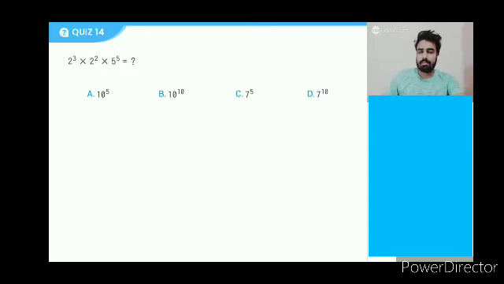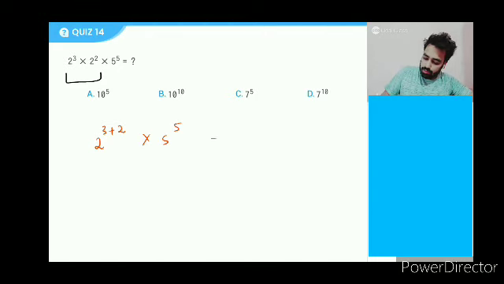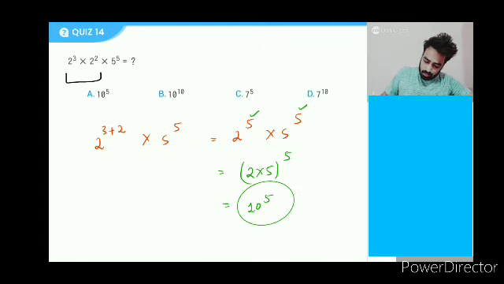Okay. 10, 9, 8, 7, 6, 5, 4, 3, 2, and 1. The question was very simple because in this we will first apply the first law of exponents. That is 2 power 3 into 2 power 2. It will be 2 power 3 plus 2, into 5 power 5. It will become 2 power 5 into 5 power 5. What happened? Powers are the same, so the bases we can multiply. That is 10 power 5. Option number A.